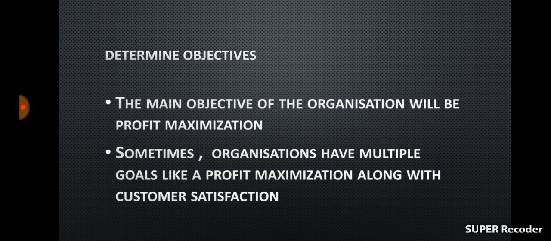Determine objectives. The main objective of the organization will be profit maximization, and sometimes organizations have multiple goals like profit maximization along with customer satisfaction. Our decisions must match the objectives of the organization. So the second step is to determine the objectives or goals of the organization.